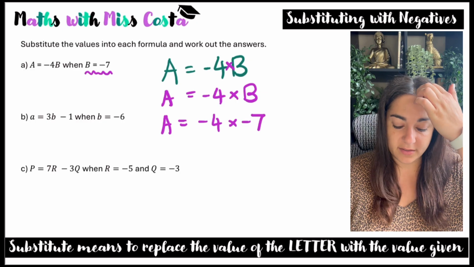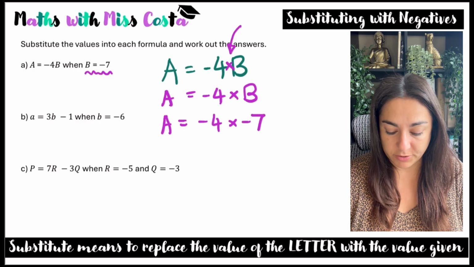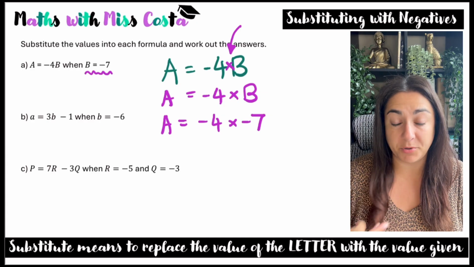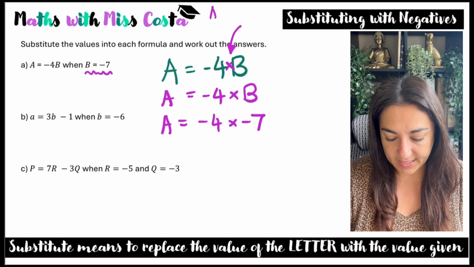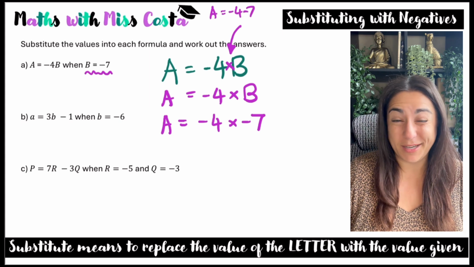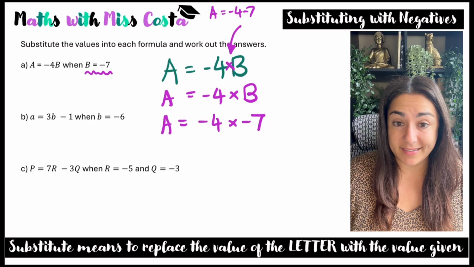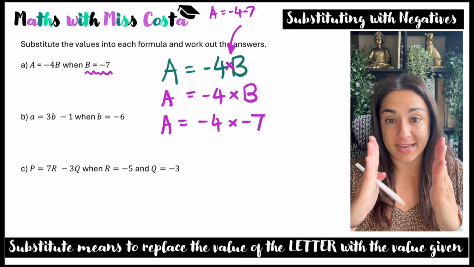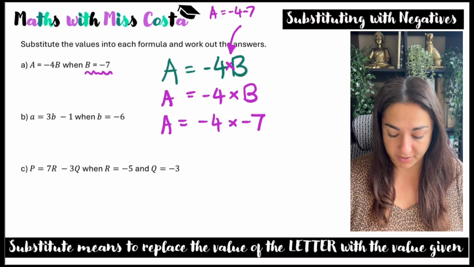Now, the reason I said to be careful with the algebra is because some people sometimes say, okay, I just need to substitute, so I just need to put a negative 7 where there's a b. And what they do is they'd say that's minus 4 minus 7, but that doesn't really make sense. The reason it doesn't make sense is because it's ignoring what the algebra is actually doing. When a number and a letter are next to each other, they're being multiplied.